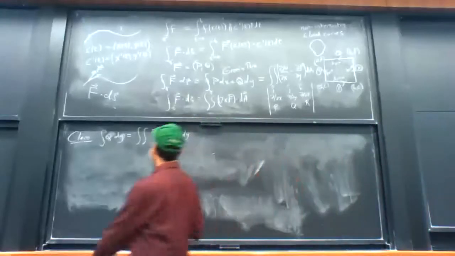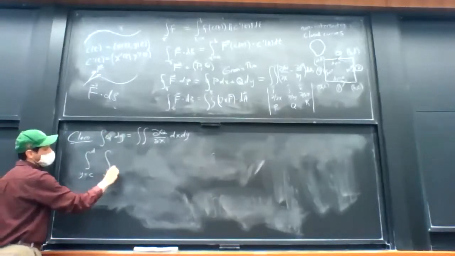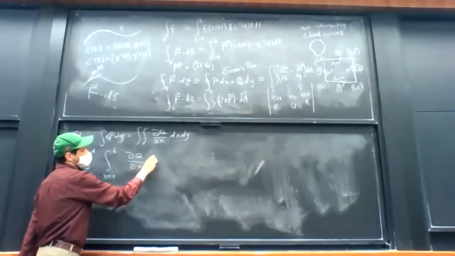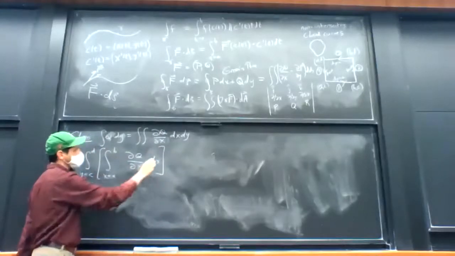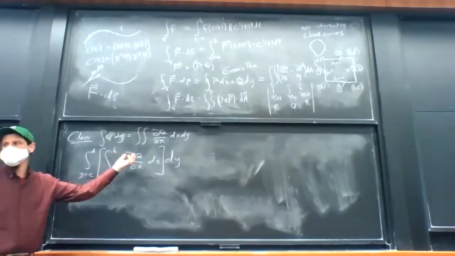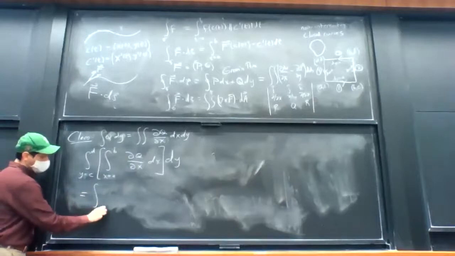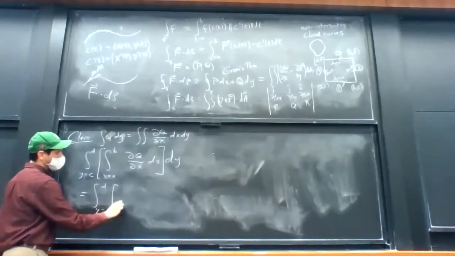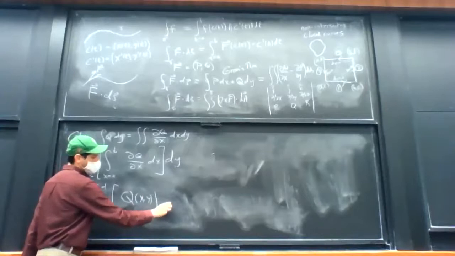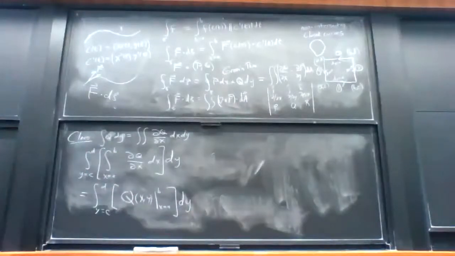All right, so let's try to analyze the double integral first. Let's write it out very slowly. This is the same as the integral y goes from c to d, integral x goes from a to b, dq dx dx dy. So I need a function whose derivative with respect to x is the derivative of q with respect to x. That's not so bad. So I have y goes from c to d, and then I just have my function q of x, y, and then I evaluate it at x equals a and b, dy.